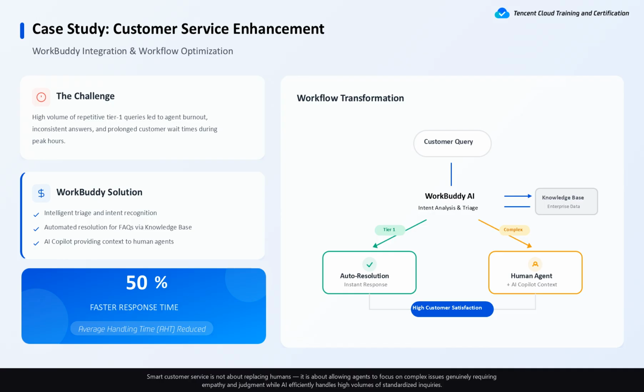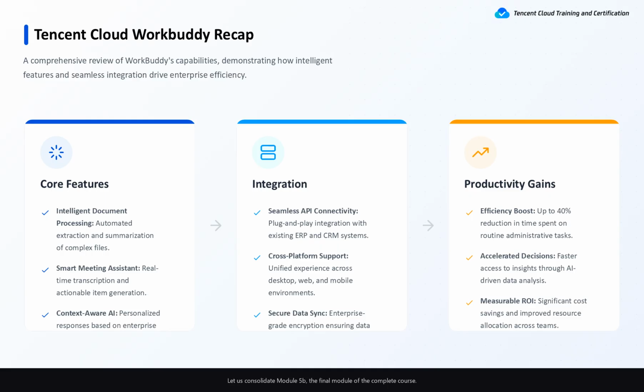It is about allowing agents to focus on complex issues genuinely requiring empathy and judgment, while AI efficiently handles high volumes of standardized inquiries. Let us consolidate Module 5B, the final module of the complete course.